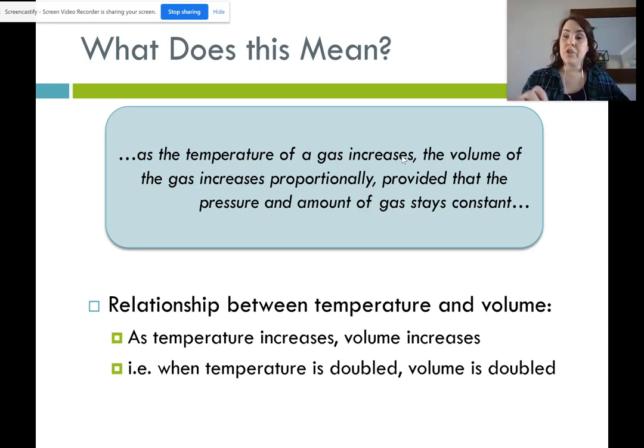So when temperature increases, so will volume, which means, for example, if I double the temperature, I'm also going to double the volume, which is different than yesterday where it was an inverse relationship. If you doubled the pressure, you halved the volume. Okay, so these move in the same direction.